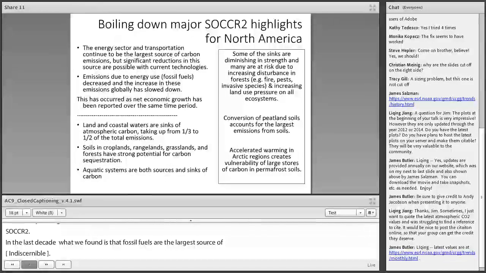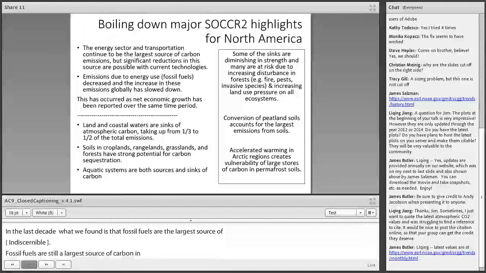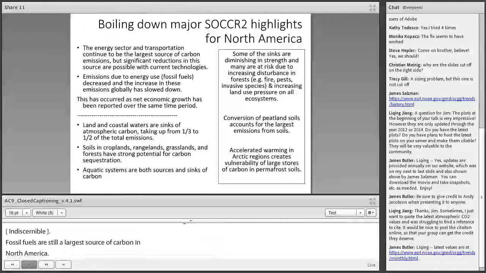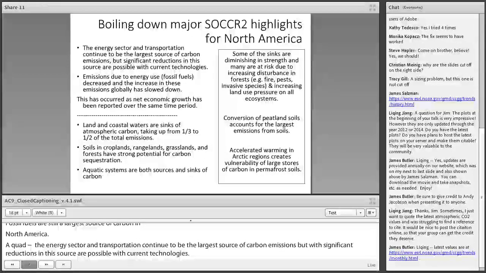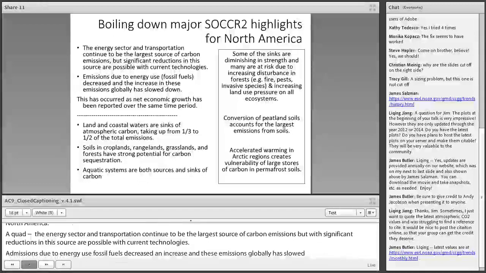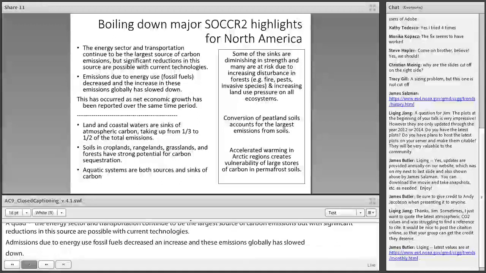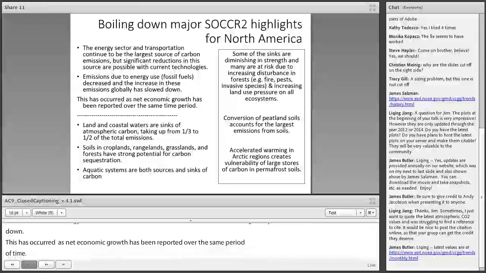The energy sector and transportation continues to be the largest source of carbon emissions across North America, but significant reductions in these sources are possible with current technologies. Emissions due to fossil fuel-based energy use decreased, and the increase in these emissions globally has slowed down. And this key finding particularly has been echoed by many other current reports and studies, including one that came out this week from the Global Carbon Project that showed 18 countries that also decreased their energy-based carbon consumption quite a bit.